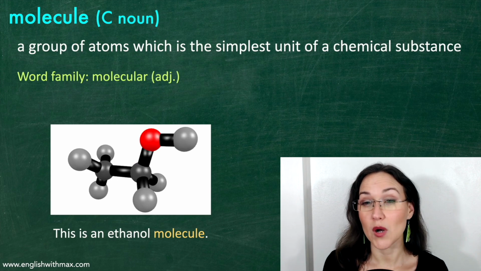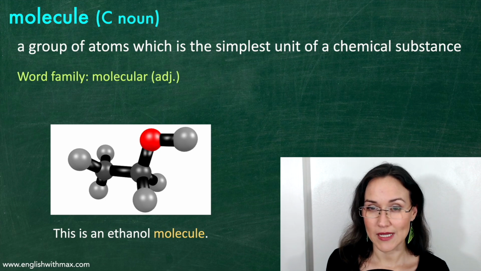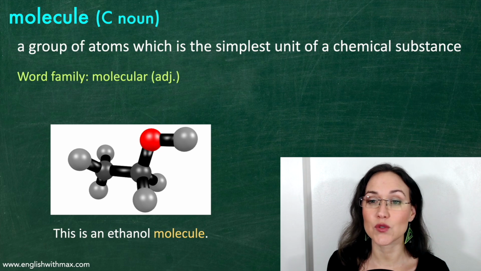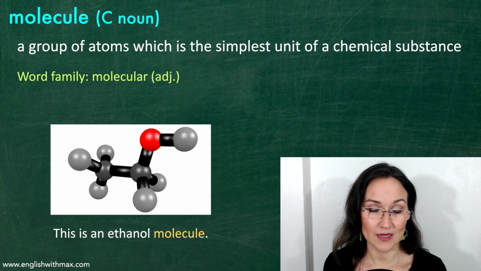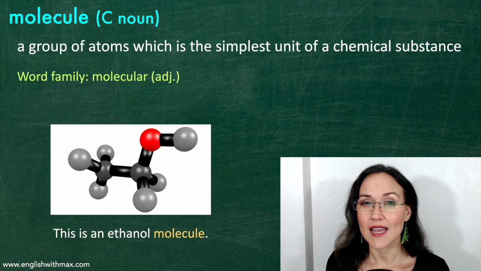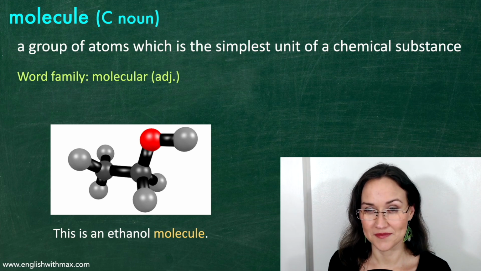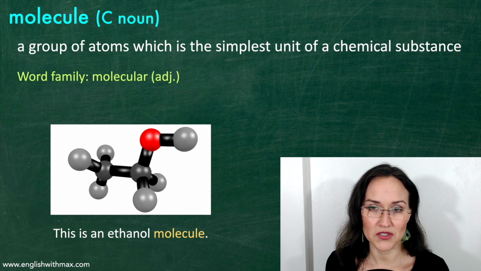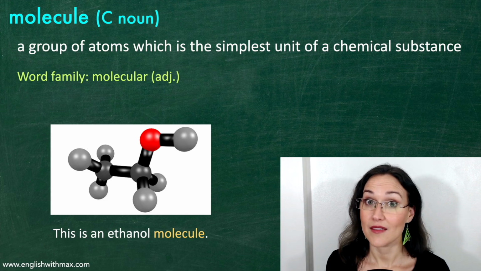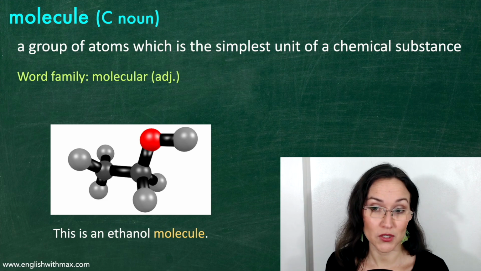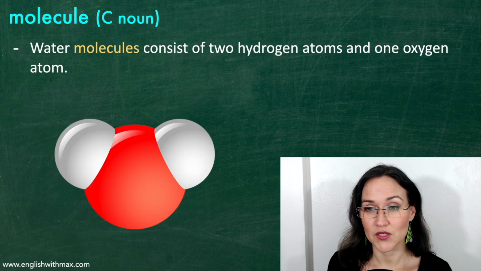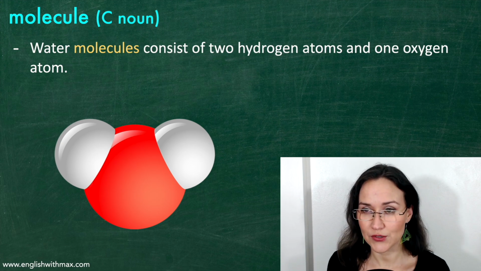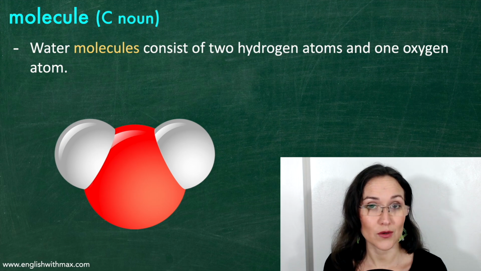The next word is molecule. Molecule. It's a countable noun. A molecule is a group of atoms which is the simplest unit of a chemical substance. The adjective is molecular. That means relating to molecules. This is an ethanol molecule. Water molecules consist of 2 hydrogen atoms and 1 oxygen atom.